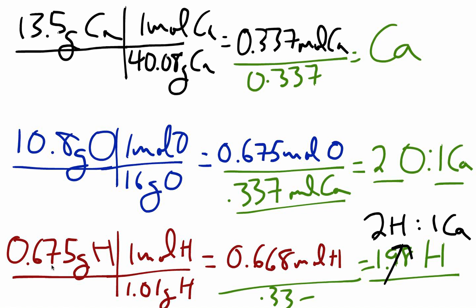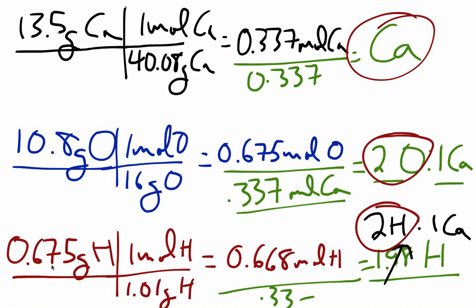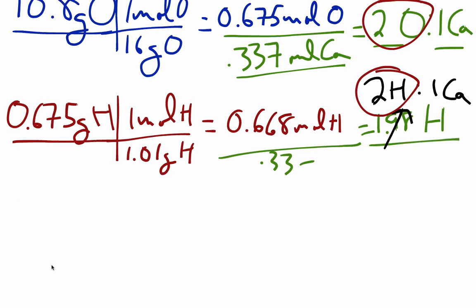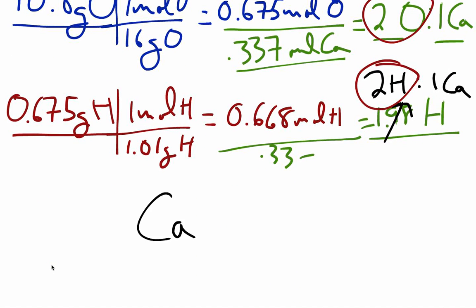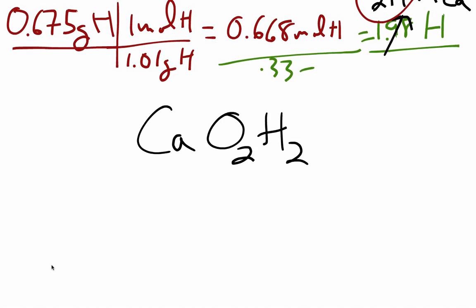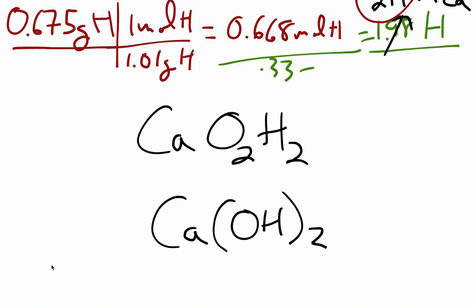So now I have my empirical formula. I have 1 calcium for every 2 oxygens to every 2 hydrogens. And so then I could write that out as my empirical formula: calcium, 2 oxygens, and 2 hydrogens. And maybe if we look at that and I have some experience in chemistry, I can say, well, you know what that compound is? That is actually calcium hydroxide, like this.